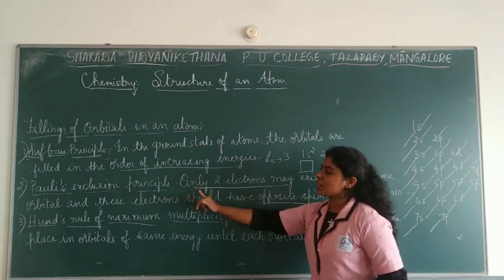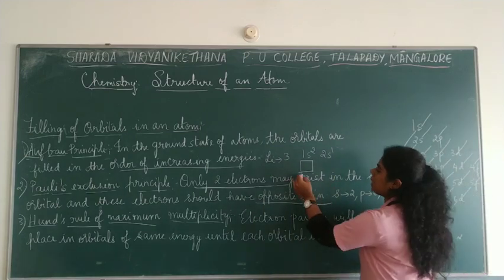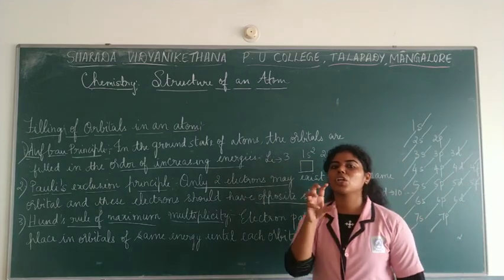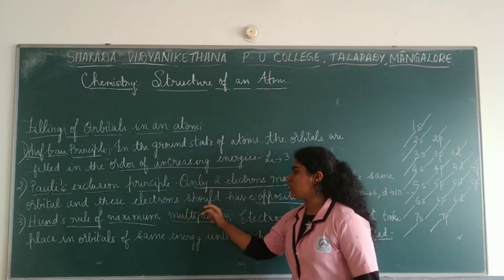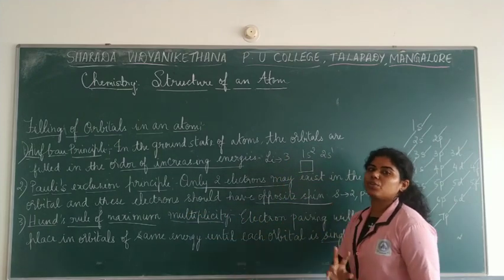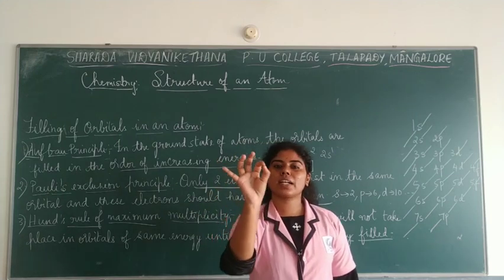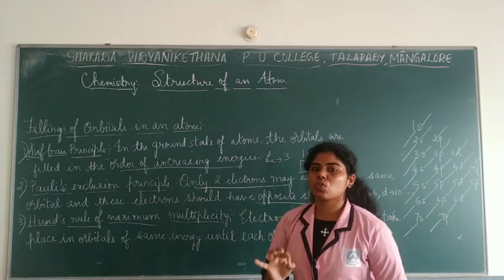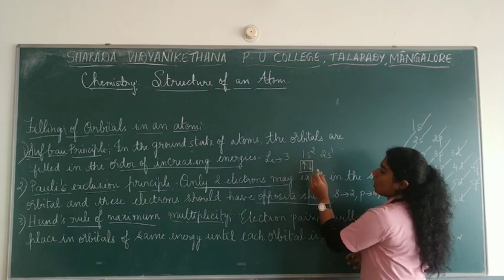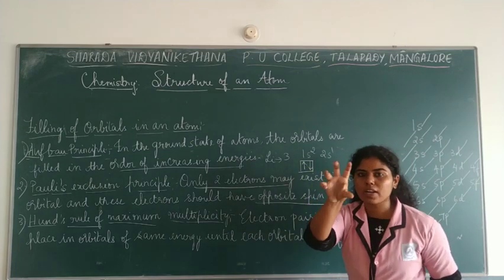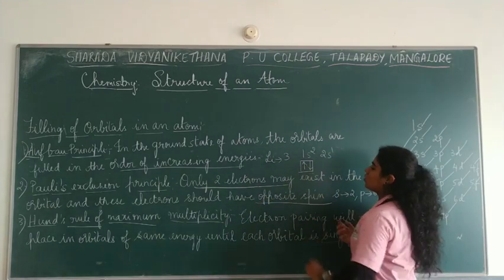Now, Pauli's exclusion principle says that only 2 electrons may exist in the same orbital. That means, how many electrons can we fill in one particular orbital? There can be 2 electrons, and these electrons should have opposite spin. I told you there are 2 spins: one is anti-clockwise and the other is clockwise, designated as plus half and minus half. If it is plus half, we denote the arrow in this way; if it is minus half, in this way. So you can fill only 2 electrons in one orbital with opposite spins, one plus half and the other minus half.